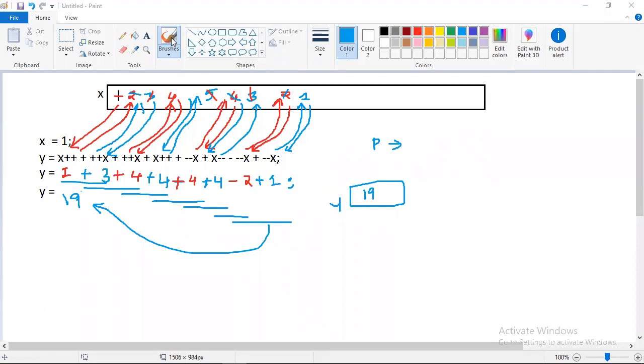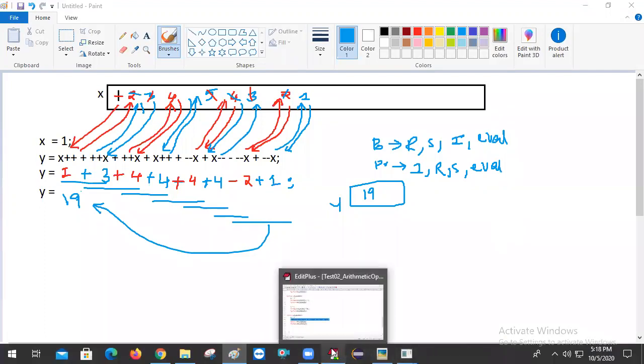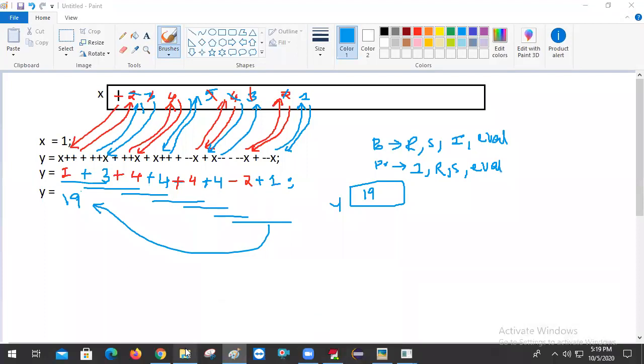Post increment means read, substitute, increase, evaluate. Pre-increment means, first this increment will come here, right? Pre-increment means increase, then read, then substitute, then evaluate. Okay, does everyone understand? Are you ready to answer one more question? I want to torture you a little with many questions. Ready?